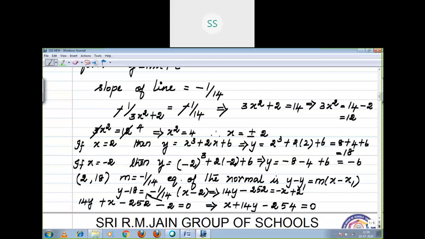At 2 comma 18, with slope equal to minus 1 by 14, the equation of the normal is x plus 14y minus 254 equal to 0. The next point is what? Minus 2 comma minus 6.